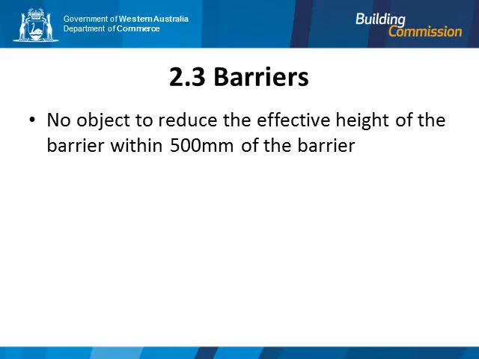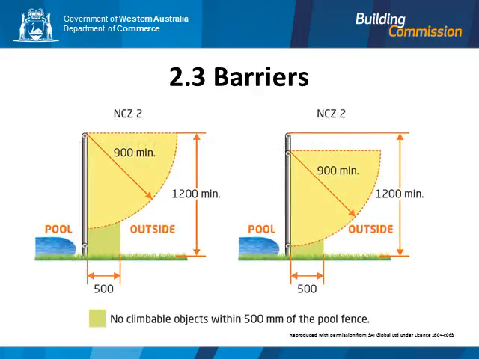Clause 2.3.1 identifies that barriers must have no climbable objects, retaining walls or level changes within 500 mm of the barrier that reduce the effective height of the barrier. In this example, the green section underneath the non-climbable zone 2 is to be clear of climbable objects, retaining walls or level changes.